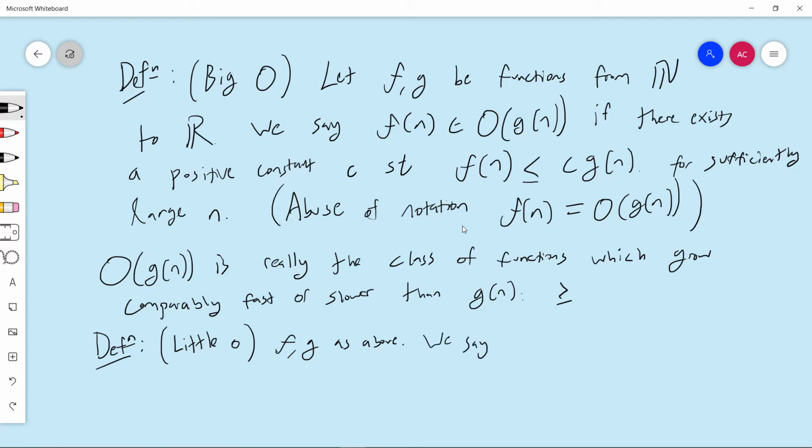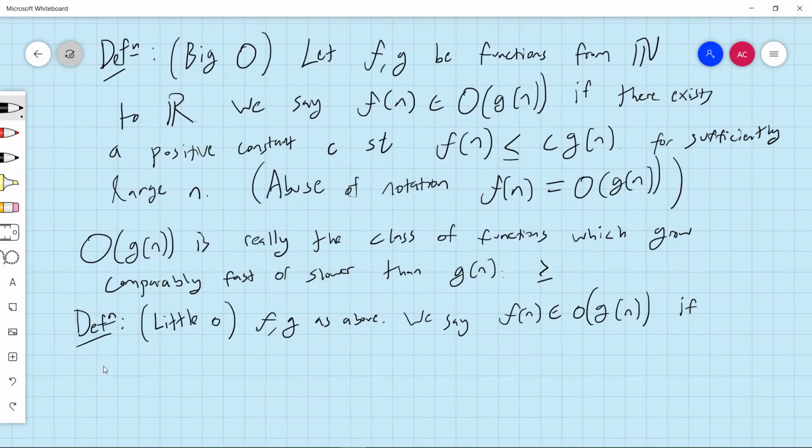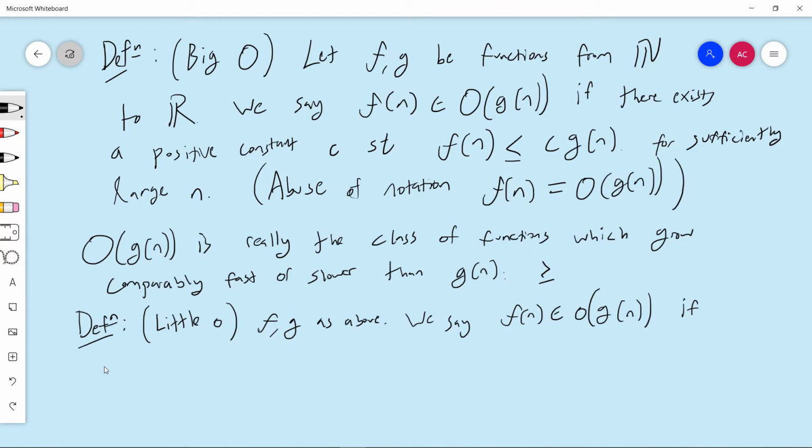We say that f of n is little o of g of n if... little o is just basically more pessimistic. It's the same thing as big O, but without the equals. So you're no longer allowed to grow comparably fast. The way that we can write that is, if the limit, this is some calculus. If you don't know calculus, don't worry. We're not really going to use little o for much. I just felt like I needed to explain it.